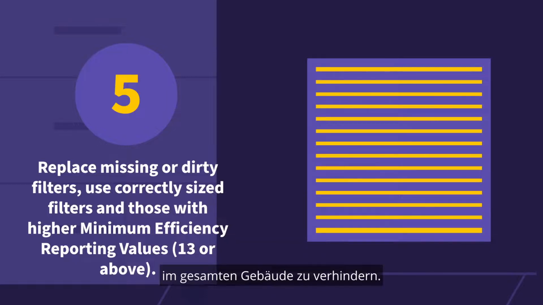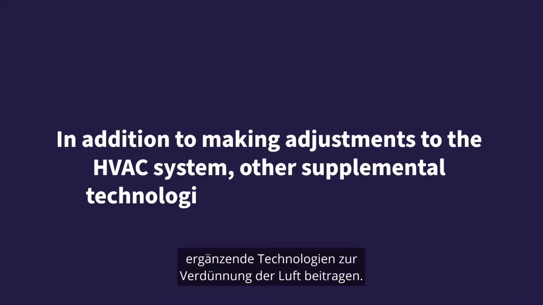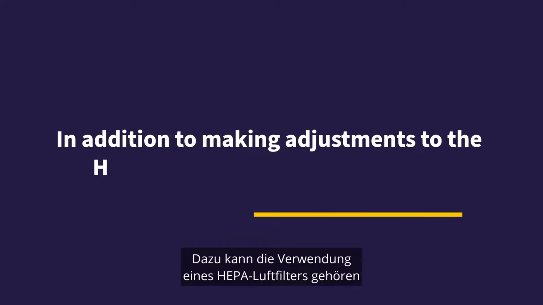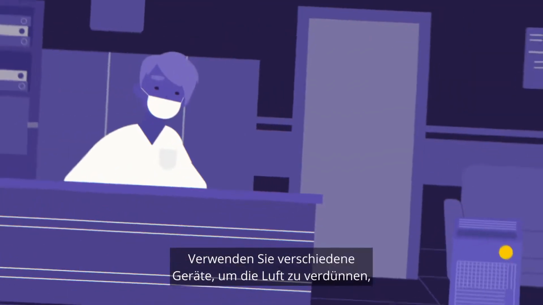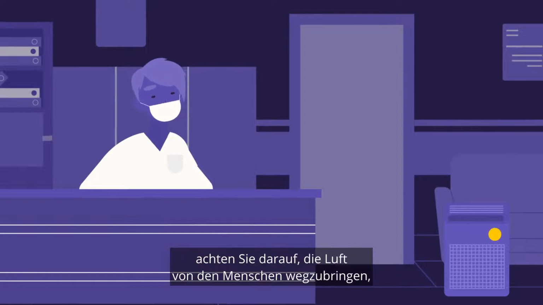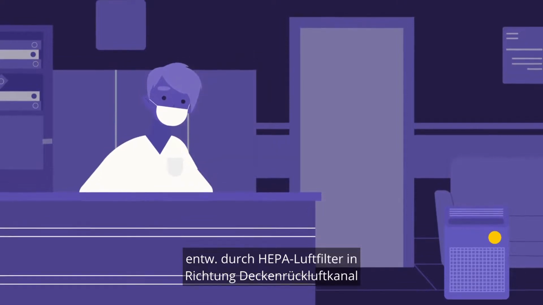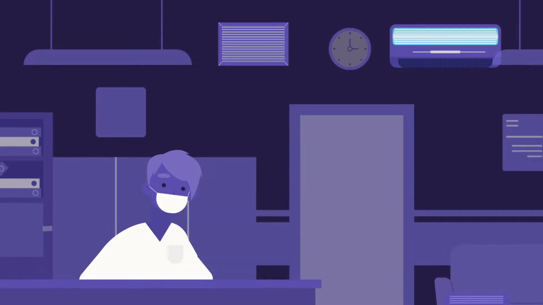particles throughout the building. In addition to making adjustments to the HVAC system, other supplemental technologies can help dilute the air. These can include using a HEPA air filter or upper air ultraviolet germicidal technology. When using different tools to help dilute the air, you want to focus on moving the air away from people to either a HEPA air filter, up toward a ceiling return duct, or the upper air ultraviolet germicidal technology.